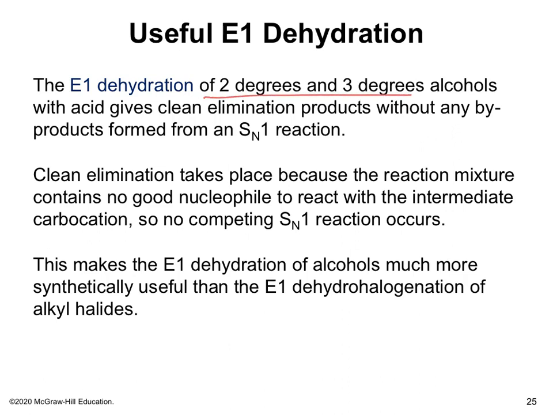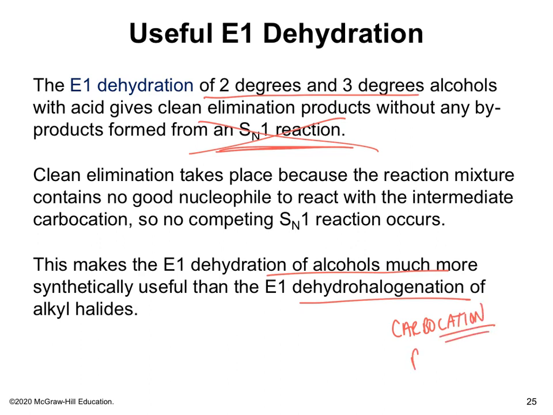So first, tertiary and secondary alcohols, E1, this is pretty good. You don't have any byproducts, no competition with SN1. E1 dehydration of alcohols is more synthetically useful than the dehydrohalogenation of alkyl halides. You still have to deal with carbocation rearrangements. So a lot of times people don't want to deal with carbocation rearrangements if it's possible.